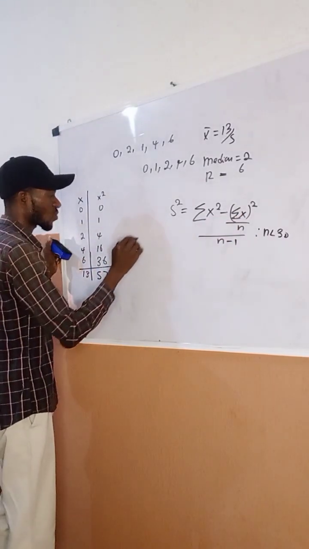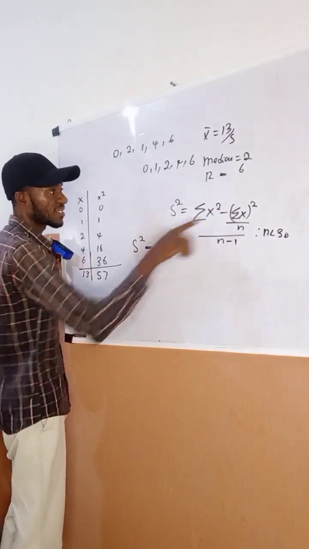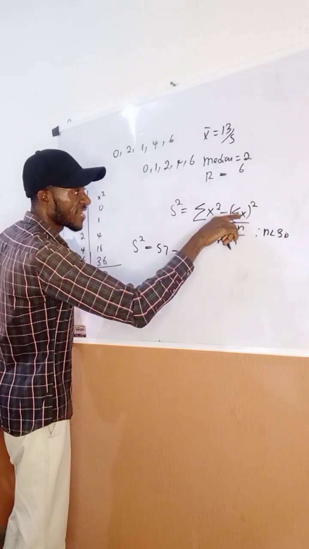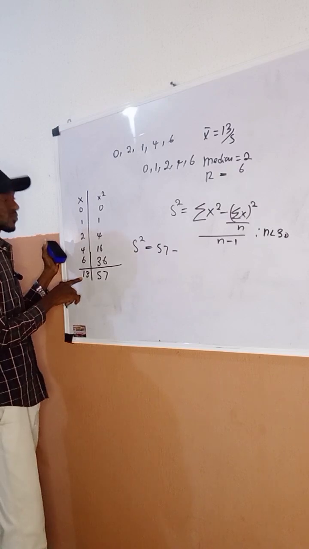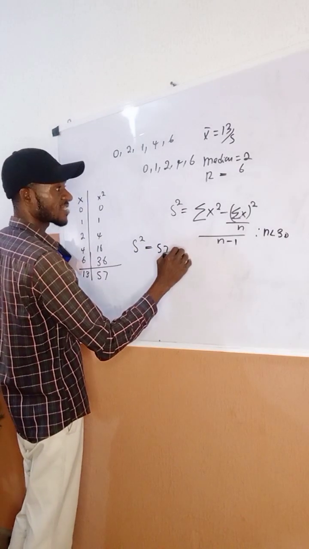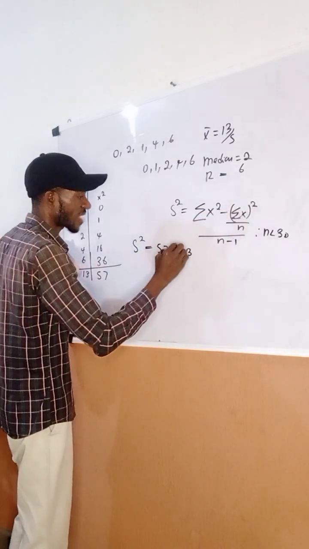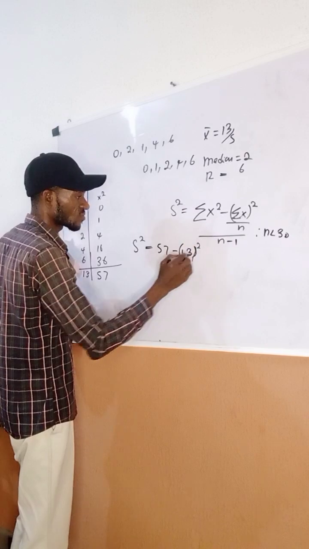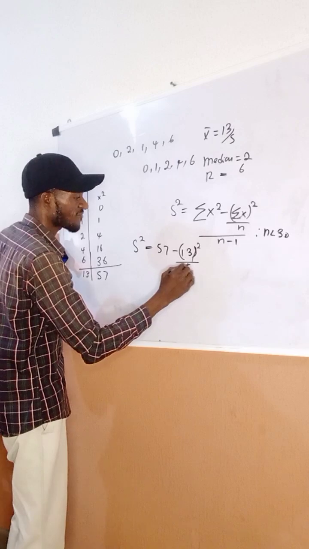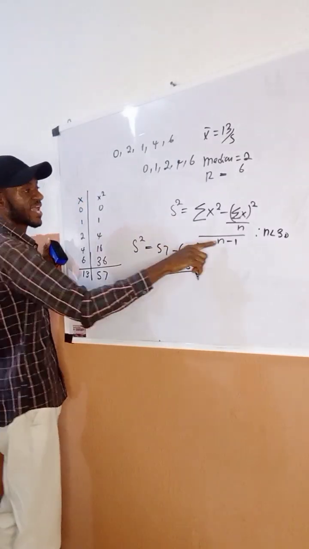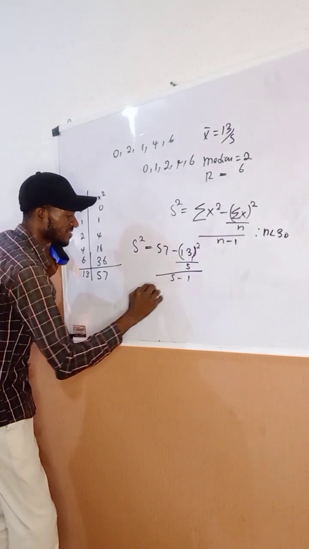So this is going to be s squared equals. In place of this, I am going to put 57 minus. In place of this very value that is here, I am going to put 13. So I'm putting 13 there. And of course, this 13 is squared, so I'm going to say all raised to power 2. All over n, which means number of observations, and there are 5. So I have all over 5, then all over n minus 1, so I have 5 minus 1. So this becomes 57 minus.